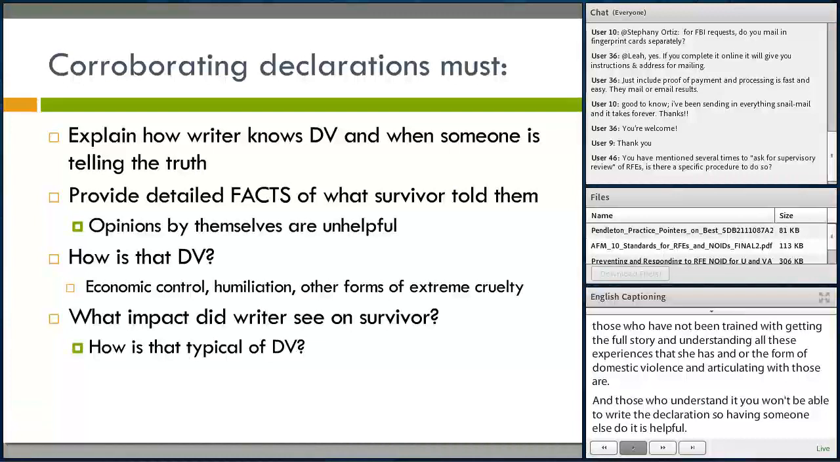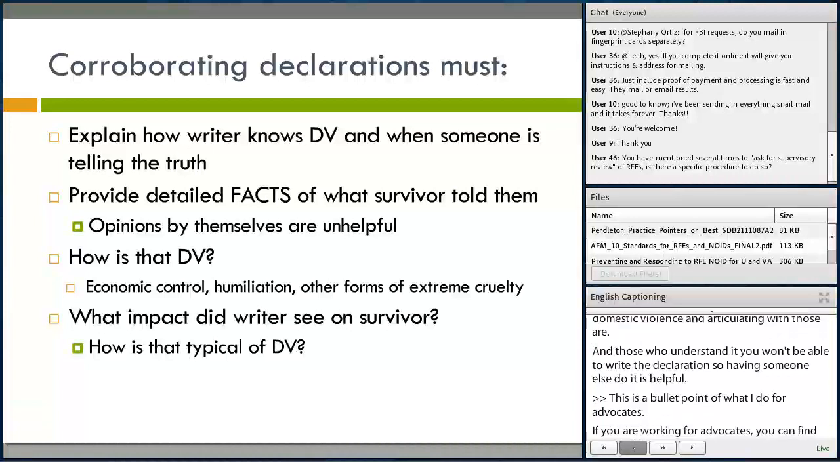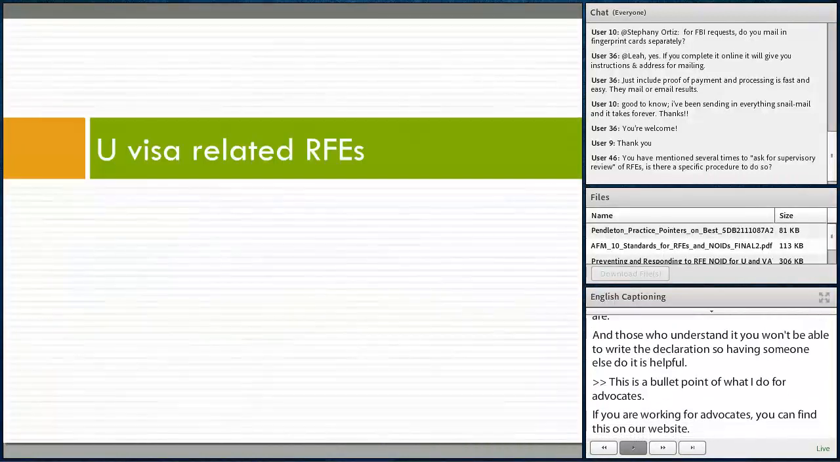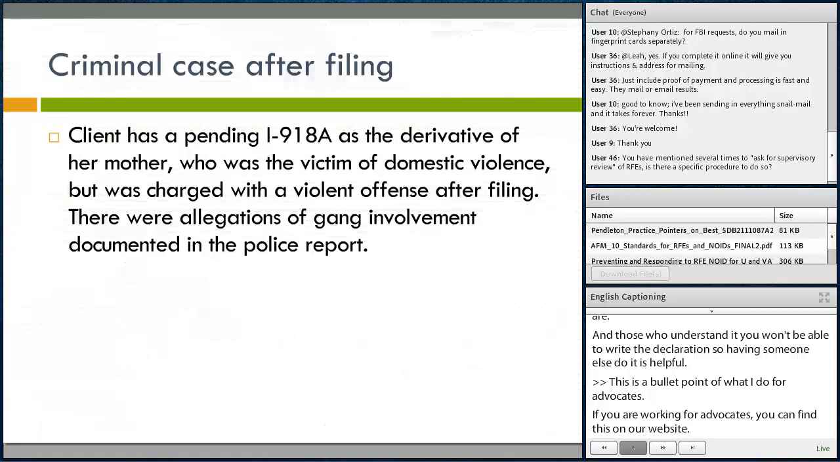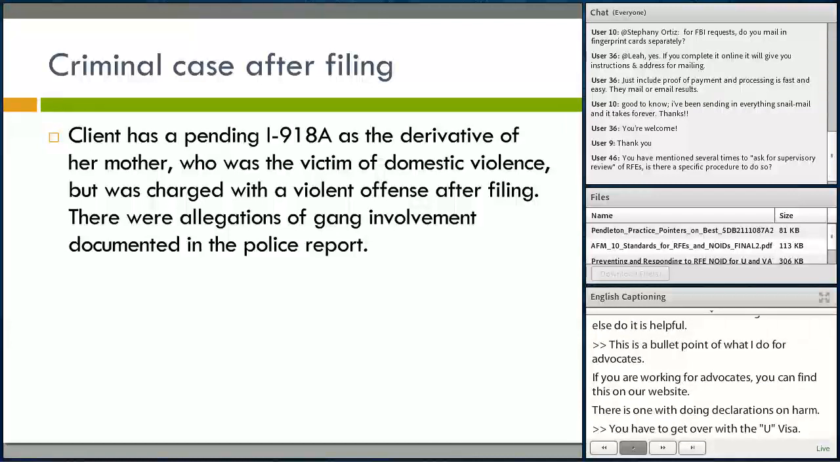Yes, so this is a bullet point of the one-sheeter I do for advocates. If you're working with advocates, or any of you are non-lawyer DV or SA advocates, you can find this on our website in the VAWA section. And there's also one for U visas on helping do declarations on harm. I think you're taking over with U visas now, Amy, is that right?